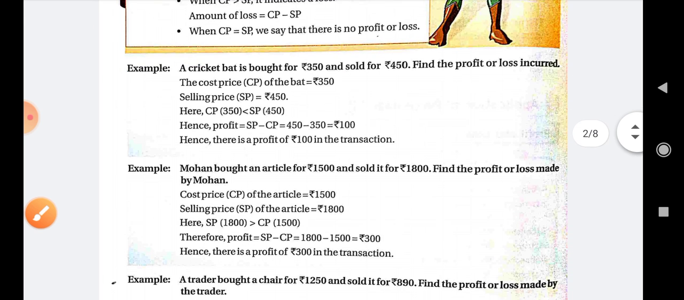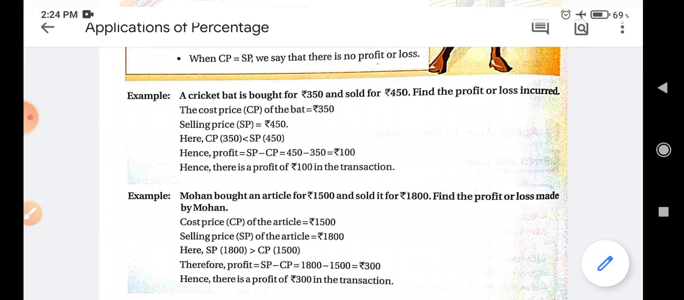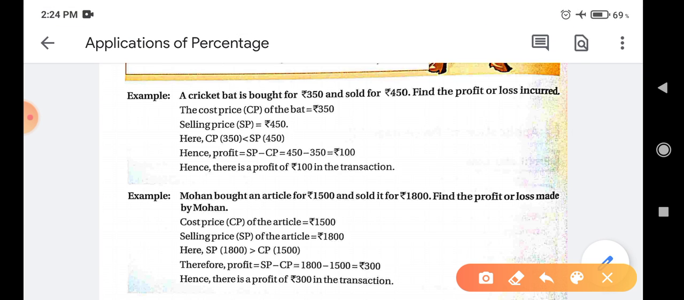There are some examples for profit and loss. A cricket bat is bought for 350 rupees and sold for 450 rupees. Its CP is 350 rupees and SP is 450 rupees. Find the profit or loss incurred. Here CP is less than SP, 350 is less than 450, so there is profit. Profit is equal to SP minus CP, which is 450 minus 350, equal to 100 rupees. So profit is 100 rupees.